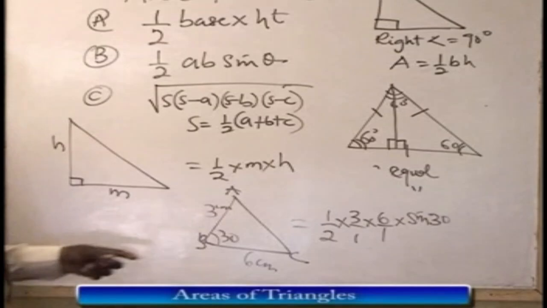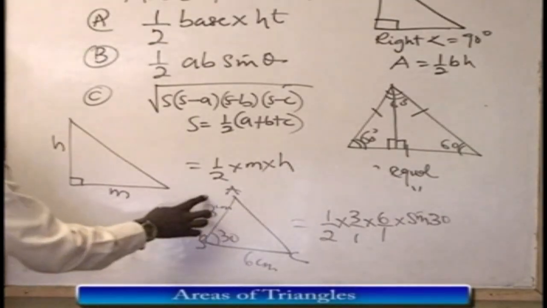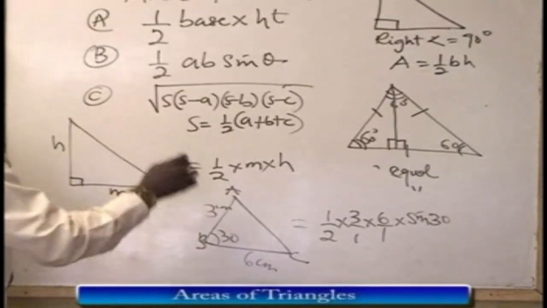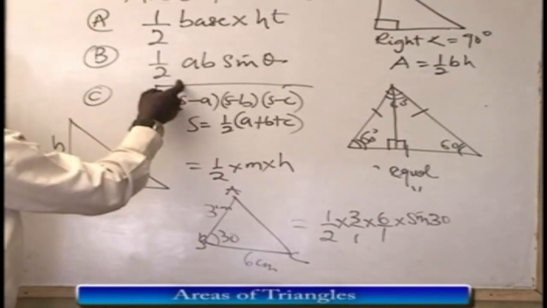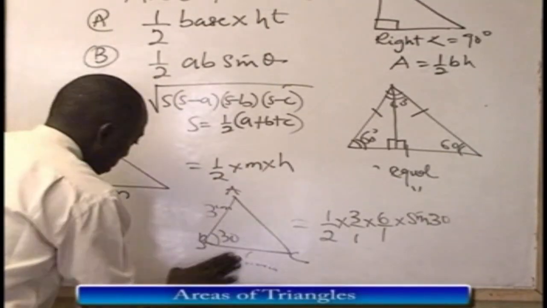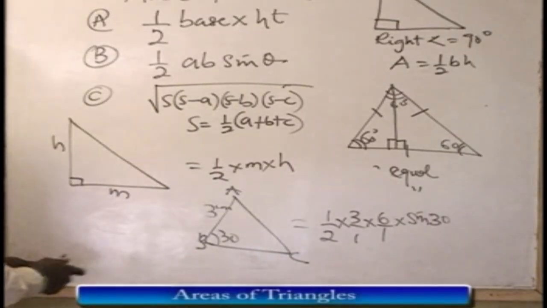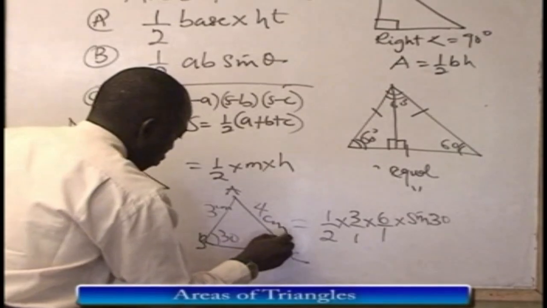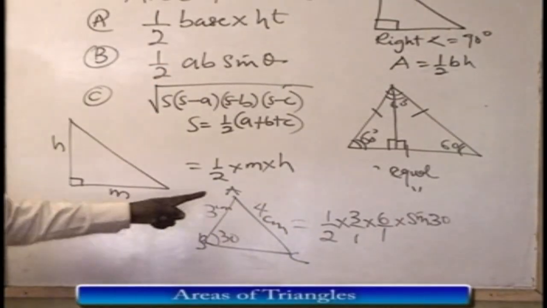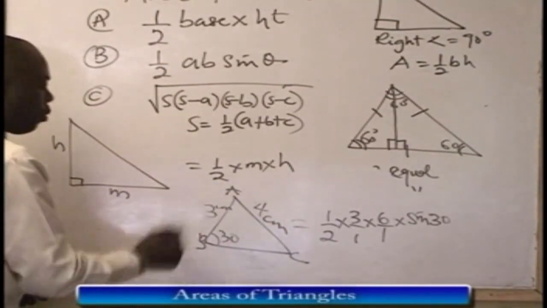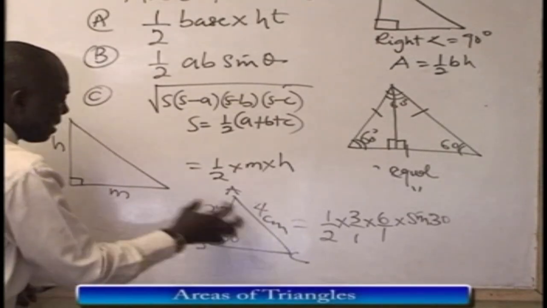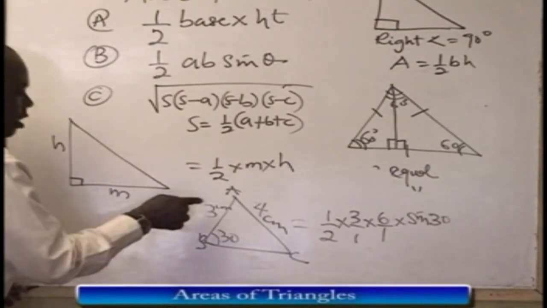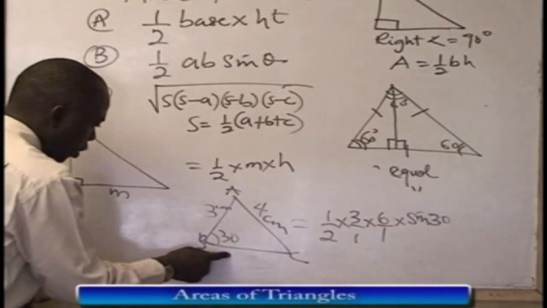I need to let you know that if these two sides are not enclosing the angle that is given, then you cannot apply this second formula. Let us imagine that the sides given to you were 3 centimeters and 4 centimeters on this side. It is not possible for you to use it. The two sides provided must be the adjacent sides, the boundary of the angle.